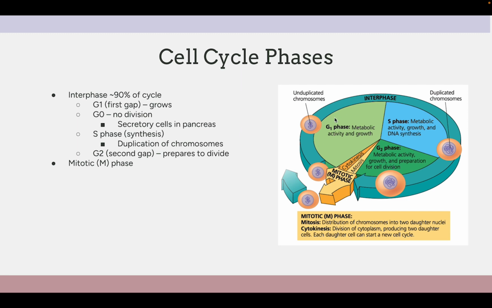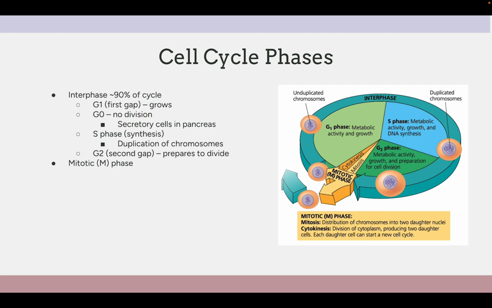So the G's here stand for gap, and that comes from in the past when scientists would look at these cells and they're like, hey, nothing's going on, so it's like they're taking a gap from dividing. So that's where the G comes from. But really, now we know that they're spending a lot of energy on growing and preparing to divide during those quote-unquote gap phases.